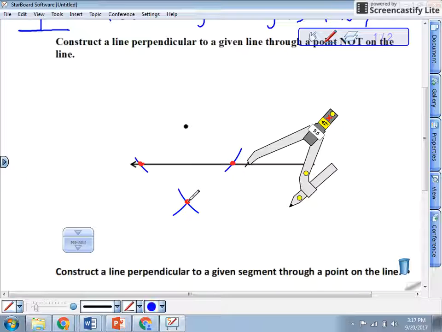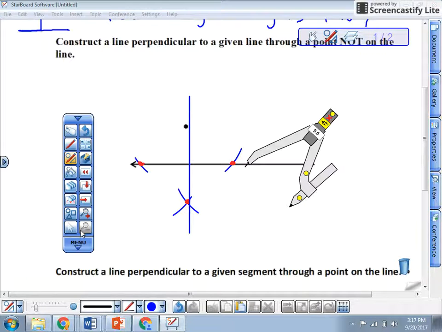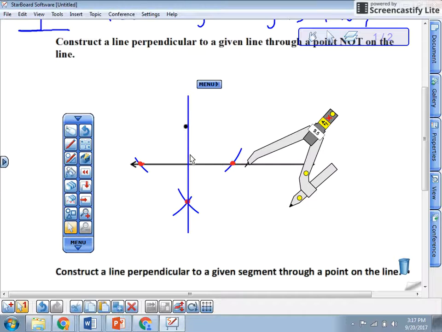Now we just simply connect them with our straight edge. I don't have a straight edge, but I'll do my best job right now. Oops, that's not very good. But I can move that over, and you guys can get the idea. So this is our line perpendicular.